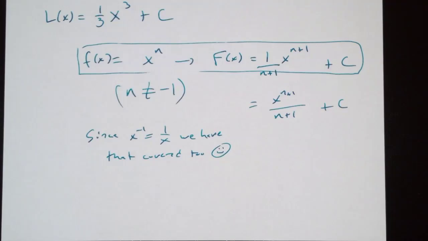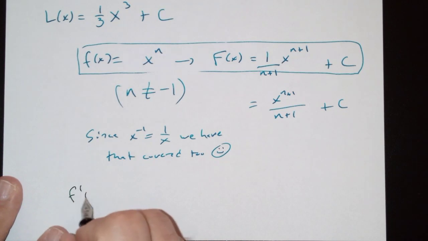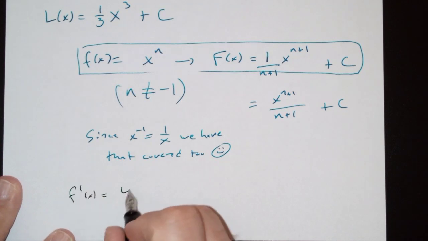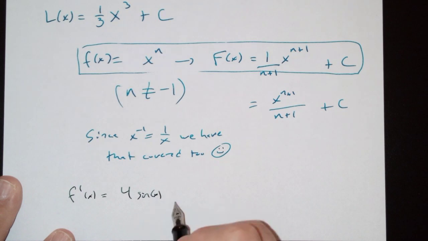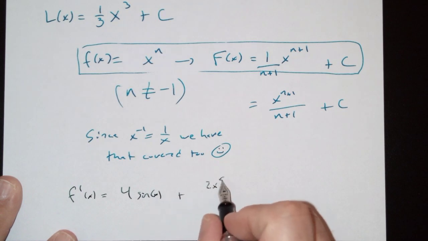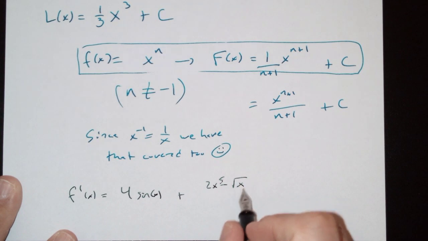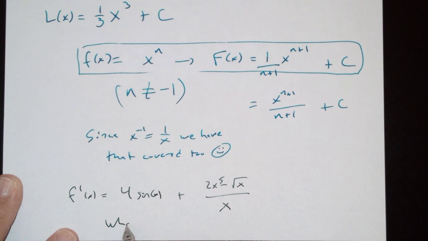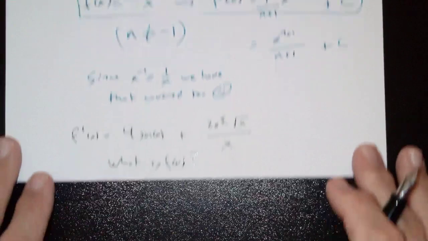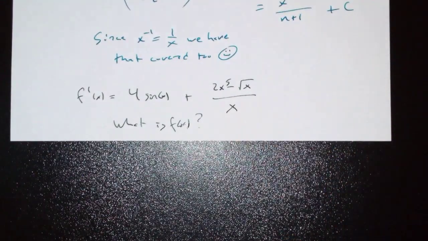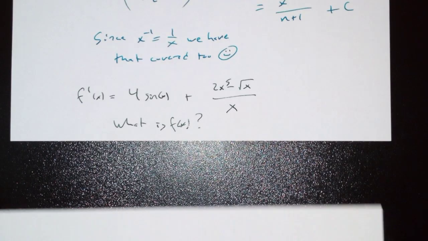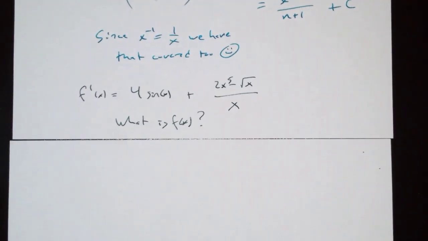So if I ask, here's a function, f prime of x is 4 sine of x plus 2x to the fifth minus root x, all over x. And I ask you, what's the function this came from? You can do this just using the rules we currently have.